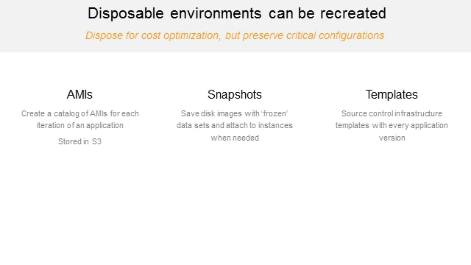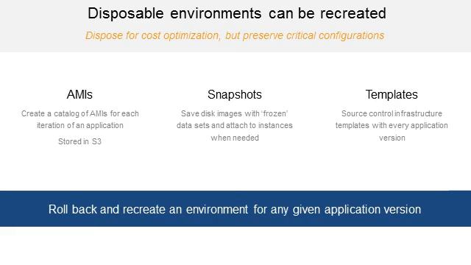Of course, you can combine those things. You could have a CloudFormation template that leveraged custom AMIs that you'd already created for specific application tiers and attached specific snapshots in order to provide access to data. So a very, very powerful tool in combination. And together, those three things allow you to roll back and recreate environments to any given application version that you may have retained and may later specify. So a very powerful set of tooling.